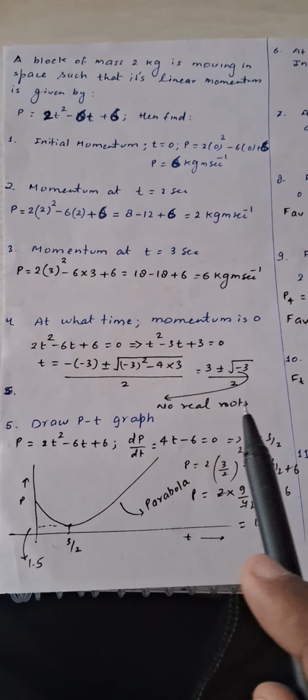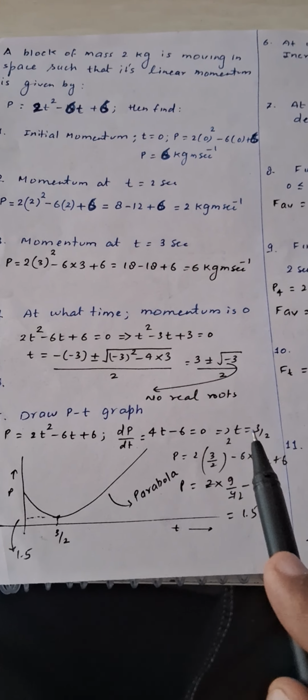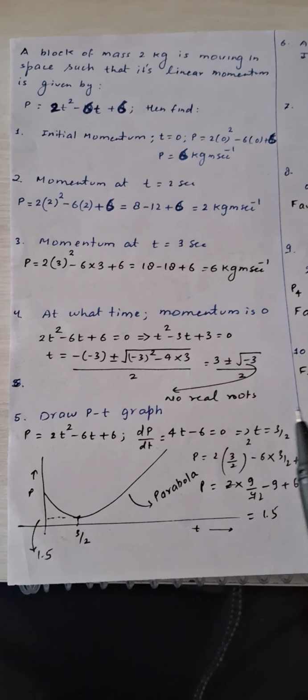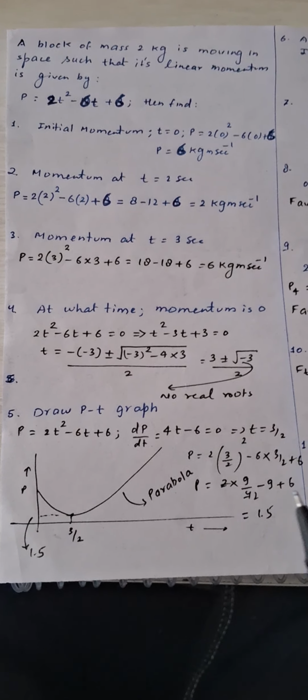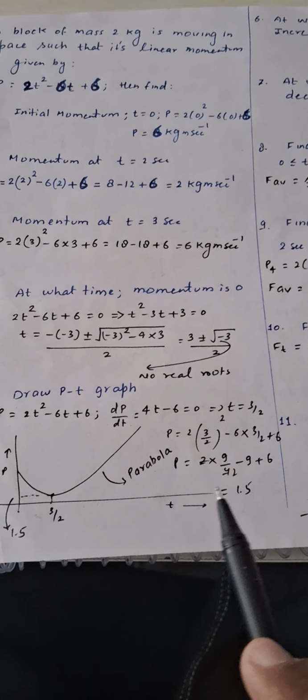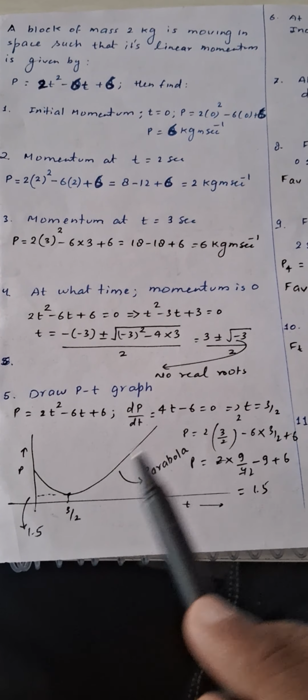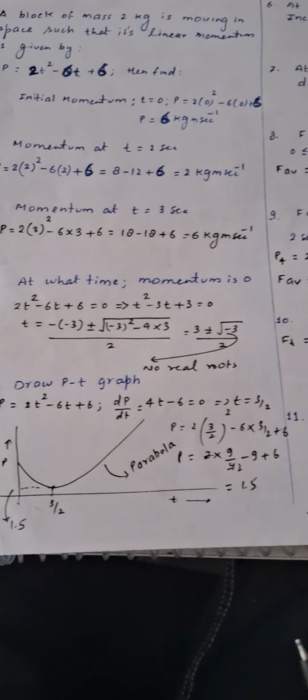Next, we need to draw the momentum time graph. So momentum is this, we differentiate it, we get 4t minus 6, so t is equal to 3 by 2. That means the vertex of this parabola will be at t equal to 3 by 2, and the value corresponding to t equal to 3 by 2 is 1.5. So that will be a parabolic curve like this, as we know that the graph of a quadratic equation is parabolic.